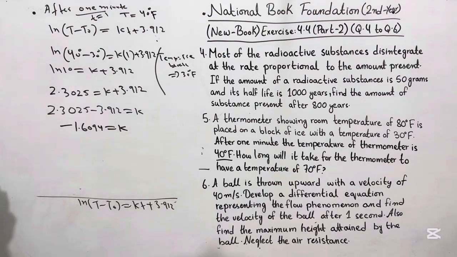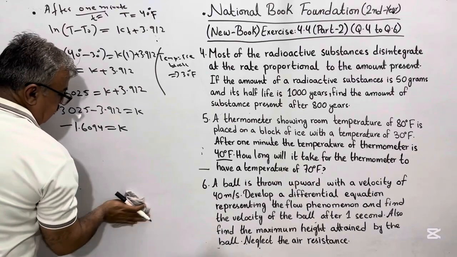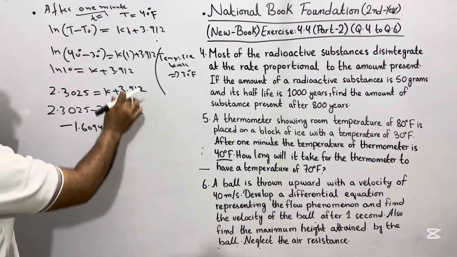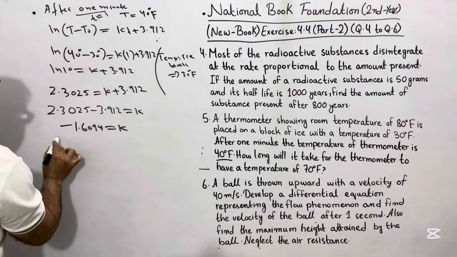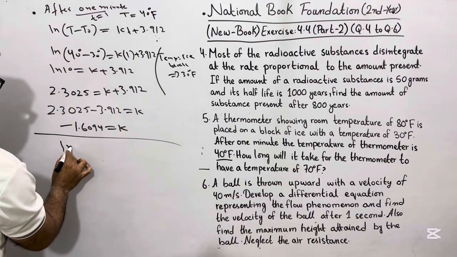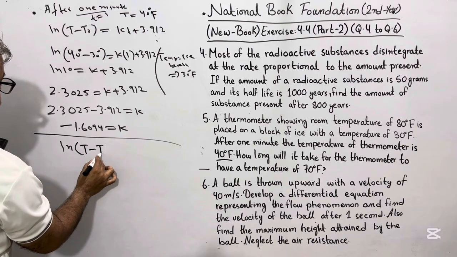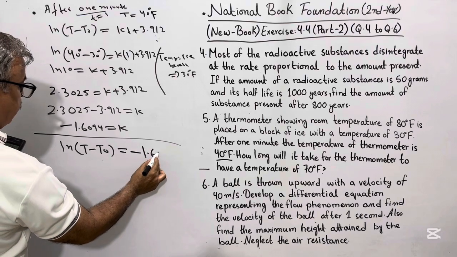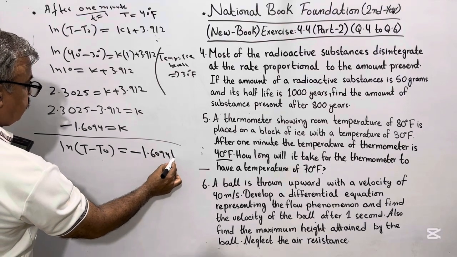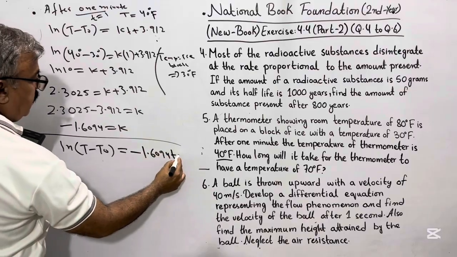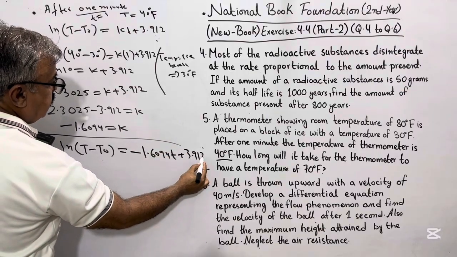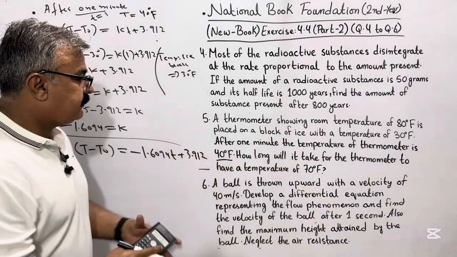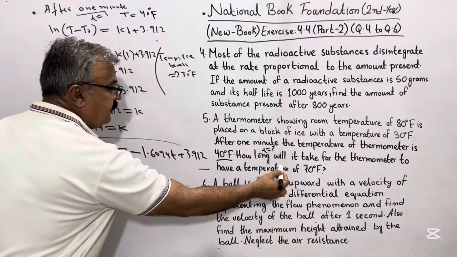Now we have determined both constants, C as well as K. Put the value of K here. So we are finally in a position to attempt the question. ln(T minus T naught) equals negative 1.6094 times t plus 3.912. Now finally, we are asked how long will it take?